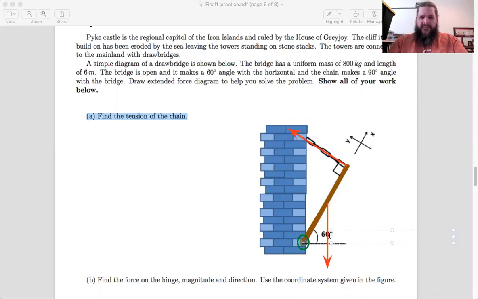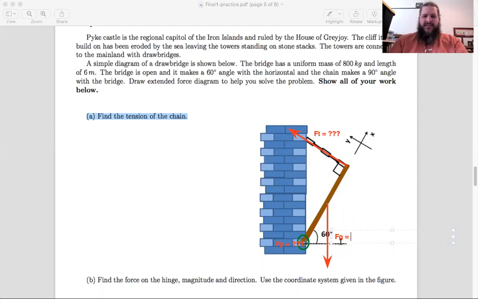So we're going to have force of gravity, force of tension, and force of the pivot. And we don't know anything at all about the force of the pivot. We don't even know the direction it's pointing. So I'm not even going to put in an arrow for that yet. That's just unknown. Force of tension, we don't know how strong it is, but we at least know which direction it's pointing. Pointing in the direction of the chain itself.